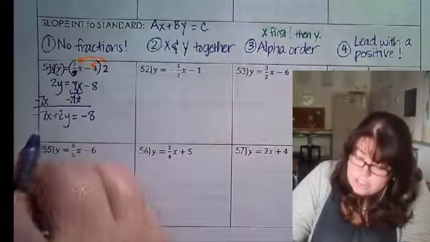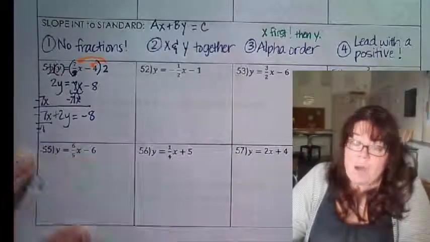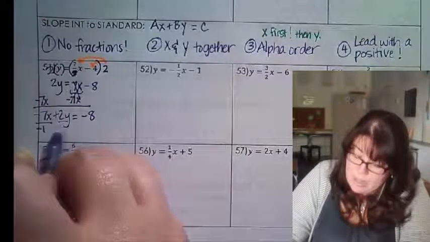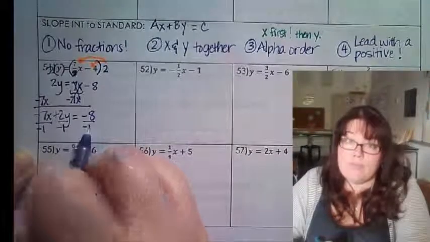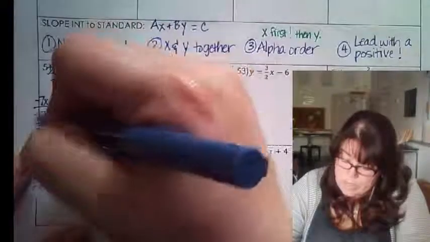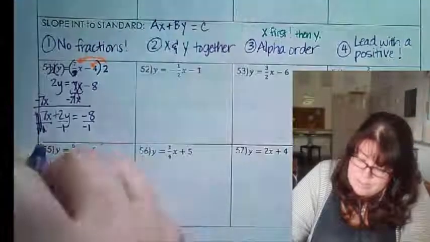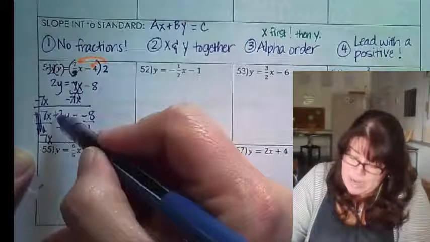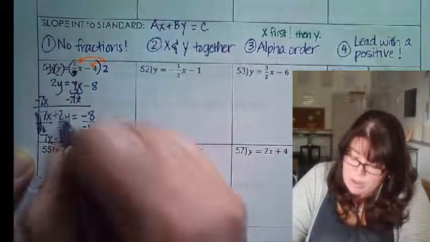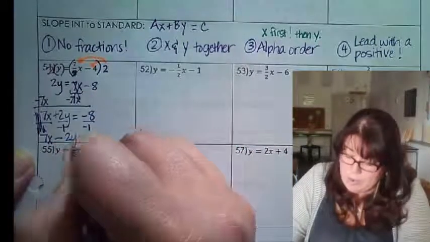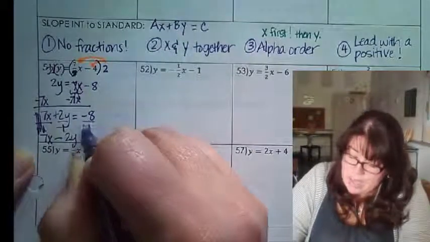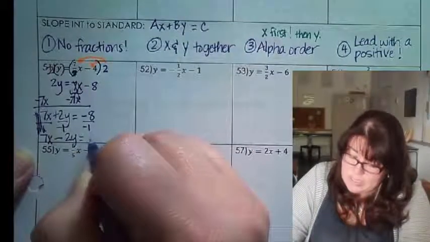It's easy to change the sign if I just divide by -1. Make sure to do that to all three terms. So this negative will cancel, leaving me with 7x. Positive divided by a negative is a negative. 2 divided by 1 is 2, and the y comes along. Negative divided by a negative is a positive. 8 divided by 1 is 8.